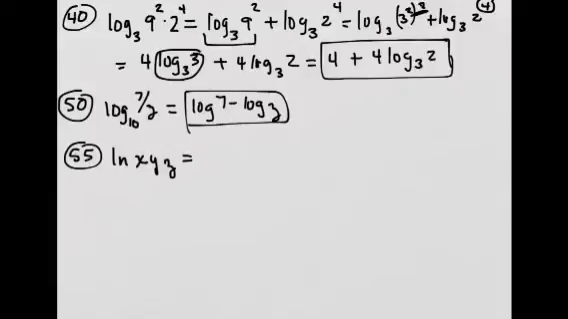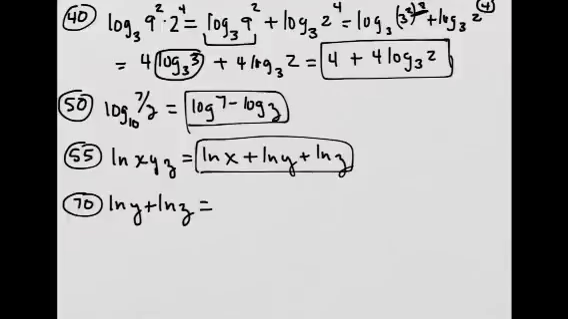So here we have another log of a product. Okay, so the log of a product is equal to the sum of the logs. So we're just going to take natural log of x plus natural log of y plus natural log of z. And that's the expanded form. Okay, and for this one we're going to condense. So our answer is going to have a single log. So this is the sum of two logs. So this becomes the log of a product. So natural log of yz. And that's it for this one.